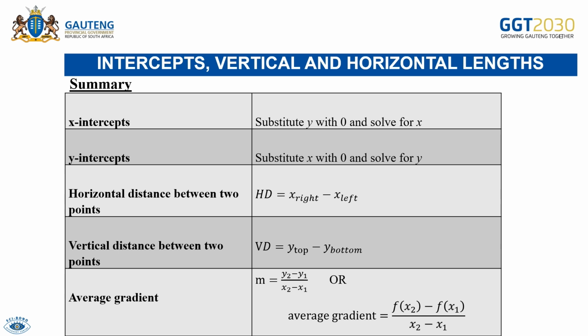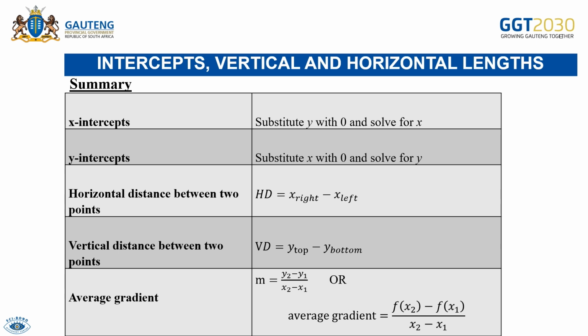Then when you are finding the horizontal distance between 2 points, you need to say the x on the right minus the x on the left. Then when you are finding the vertical distance between 2 points, you say y at the top minus the y at the bottom.